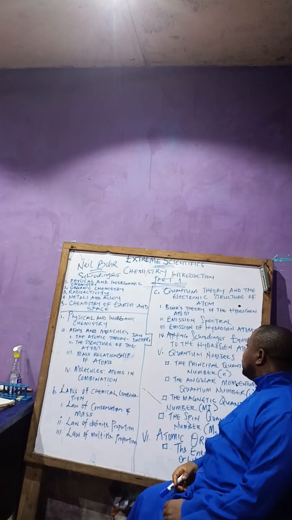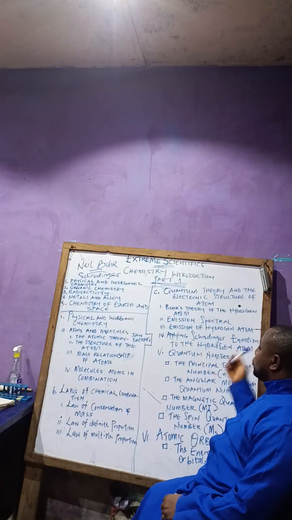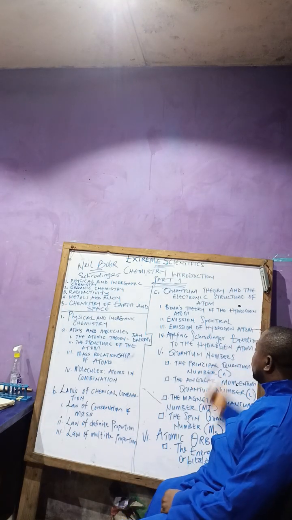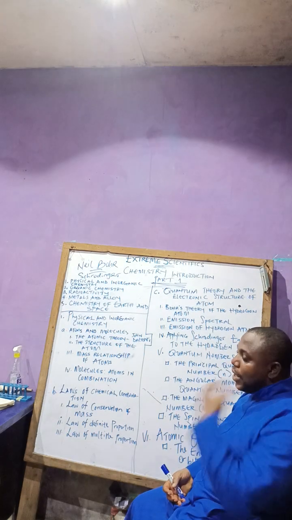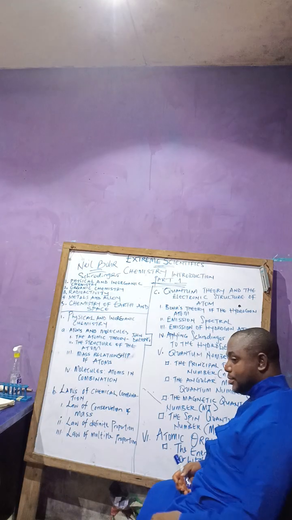Schrodinger. The next one, we have Schrodinger's equation to the hydrogen atom. The number 5, that was called quantum numbers. What did I call it? Quantum numbers. I'm going to study about that. All these things, prepare your mind.